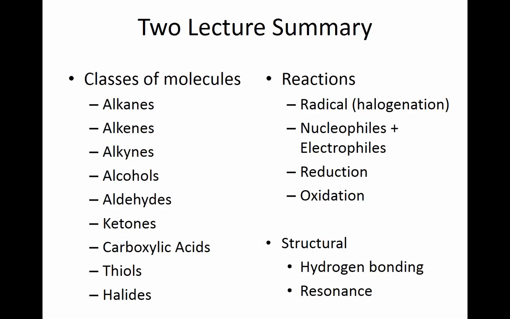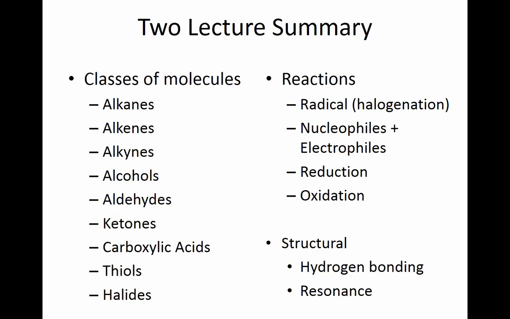Okay, so overall we've gone over a bunch of the classes of molecules that we were first introduced to last week: alkanes, alkenes, alkynes, all aliphatics, alcohols, aldehydes, ketones, carboxylic acids, thiols, halides, and some amines as well. We've talked about some reactions. First we talked about radical reactions, the halogenation of alkanes. We've talked about nucleophilic substitution. We've gone over what nucleophiles and electrophiles are, and we will go over it much more as we go on.